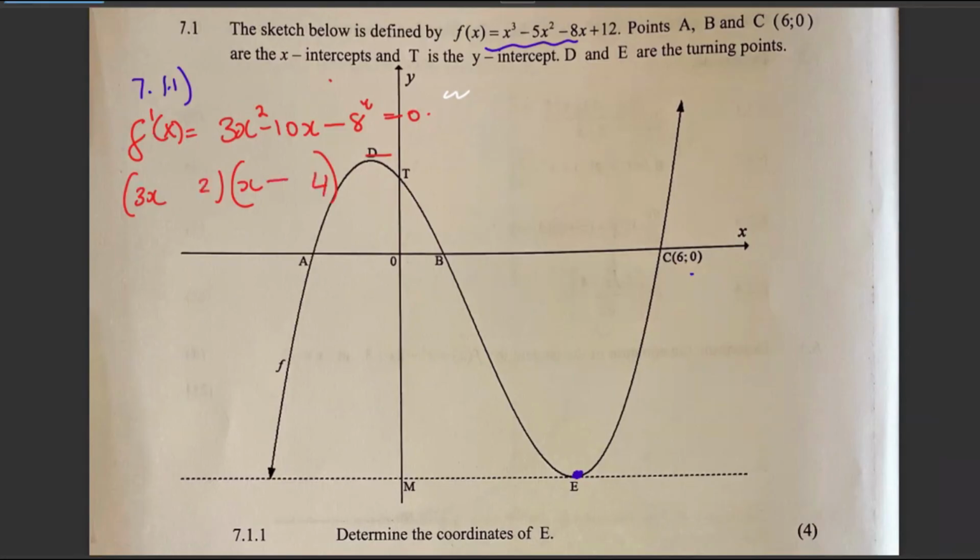Can have this as a negative and a plus. So x is negative 2 over 3, or x is 4. Okay, so the negative 3 over 2 is here, and then this should automatically be a 4. Then if this is a 4, we need the y coordinate of this 4. So let's substitute and say f of 4.